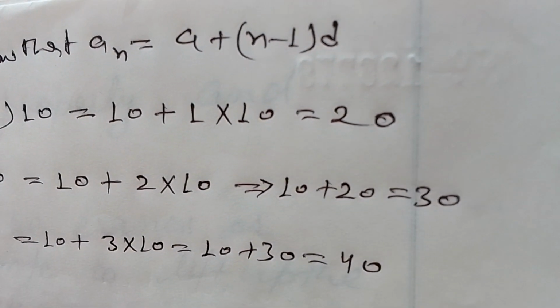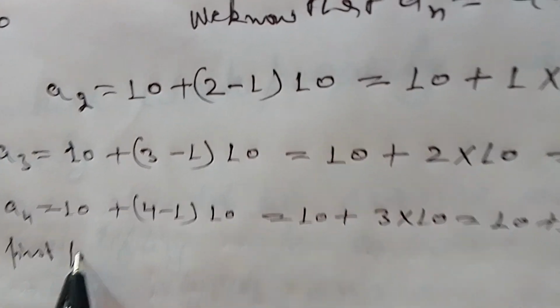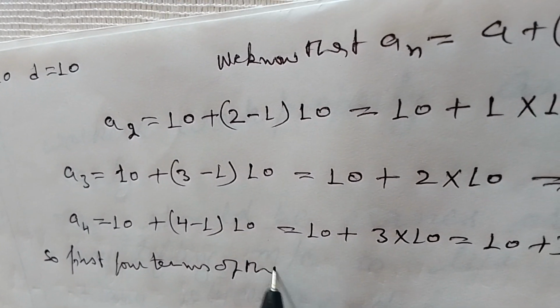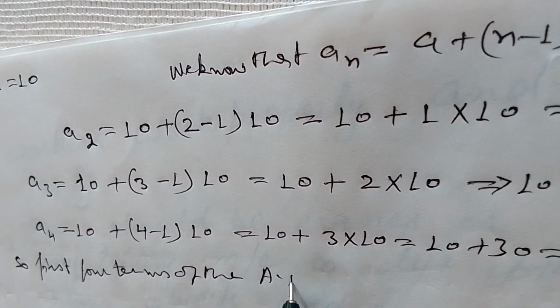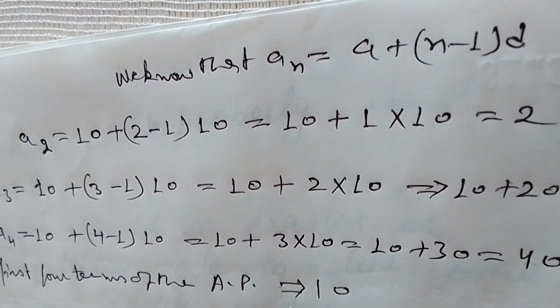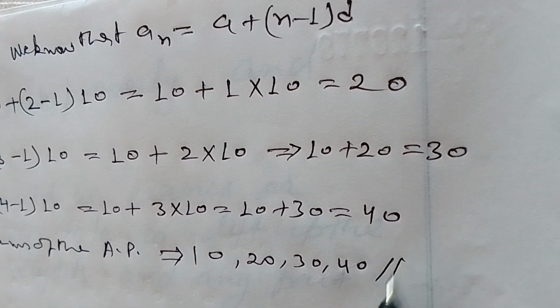So the first four terms of the AP are 10, 20, 30, 40. This is the first part of the question.